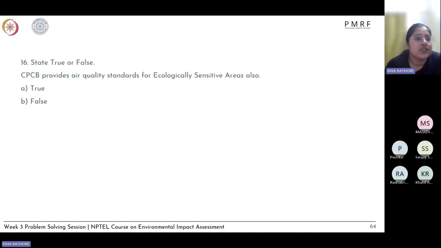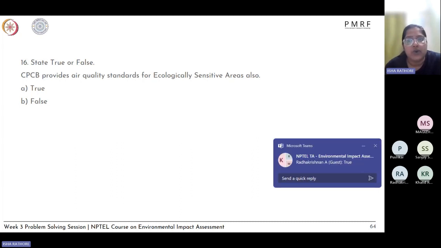Moving on, state true or false: the CPCB, Central Pollution Control Board, provides air quality standards for ecologically sensitive areas also. Is this statement A true or B false? Okay, so we have true, another A. Okay, so the statement is true. The CPCB provides standards for air quality control in ecologically sensitive areas also.